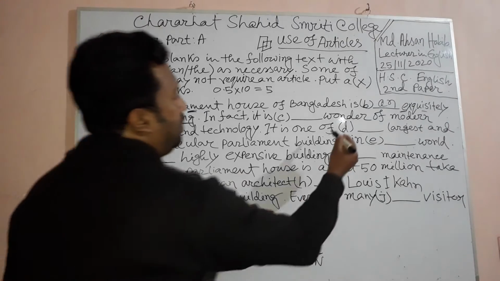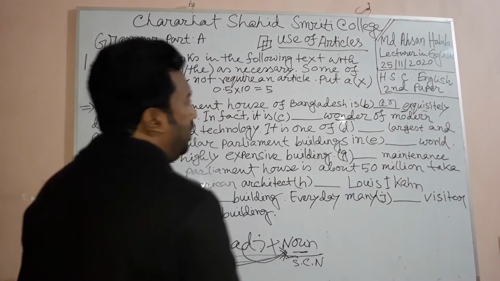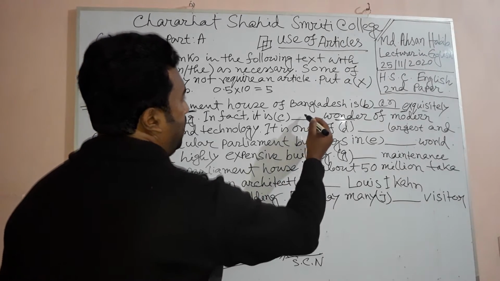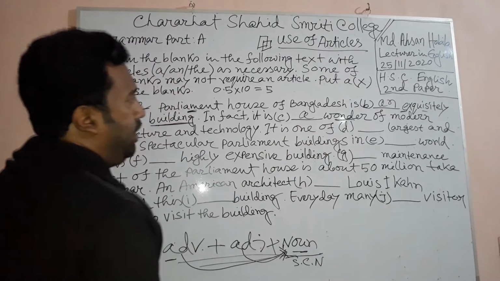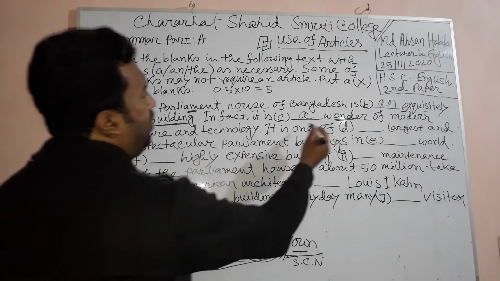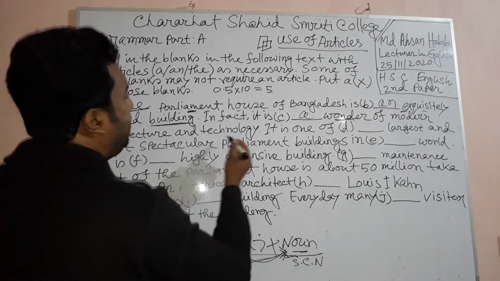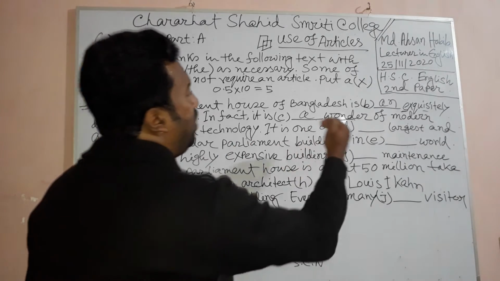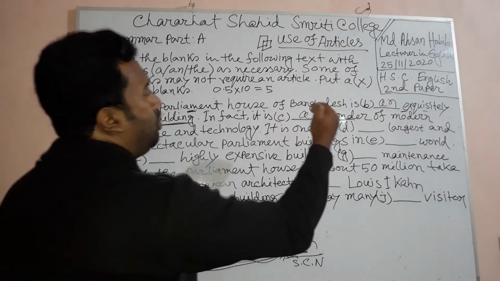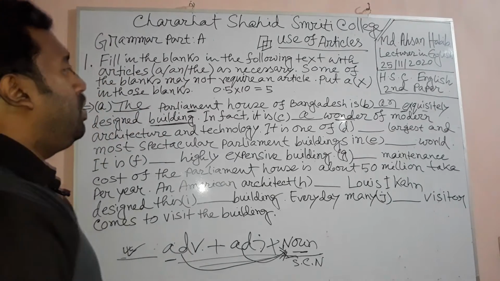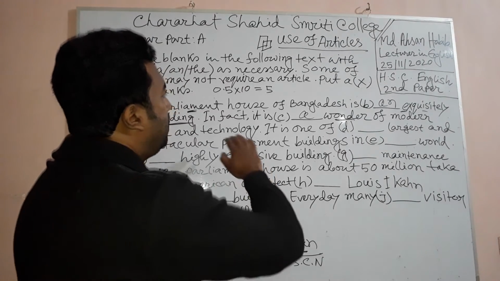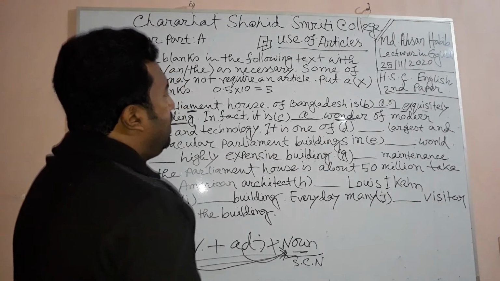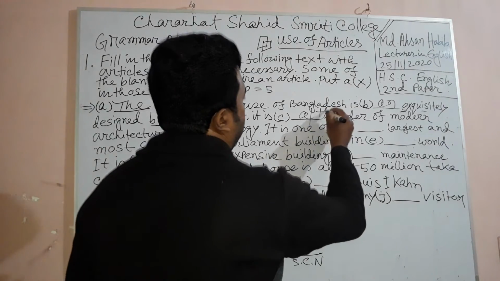So here wonder is a noun, and you have to put here a. It is a wonder of modern architecture and technology. We are saying about a wonder. It's a wonder. Or in another way, we can say that you can also put here the.